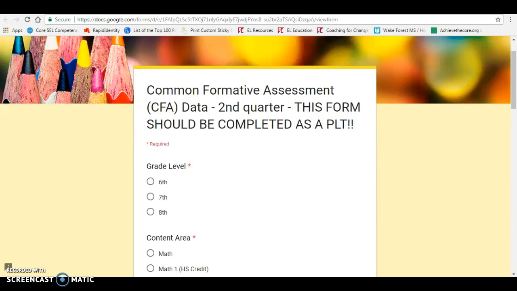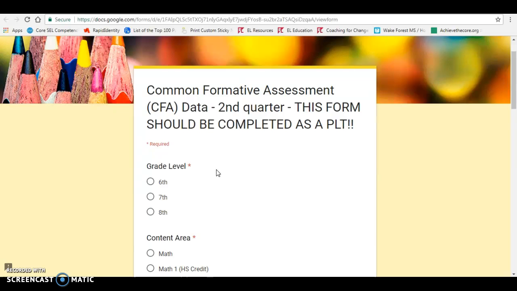It's that time again. School improvement team needs your common formative assessment data for second quarter. And so before I send this form out, or in addition to this form, I just wanted to clear up a few things that may have been confusing last time. So as you fill out the form, please make sure you're completing it as a PLT.